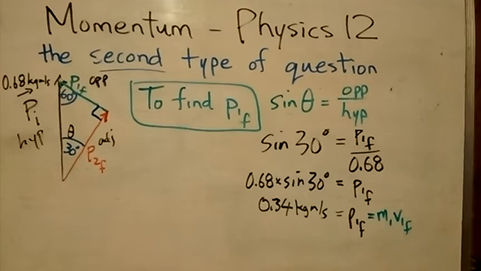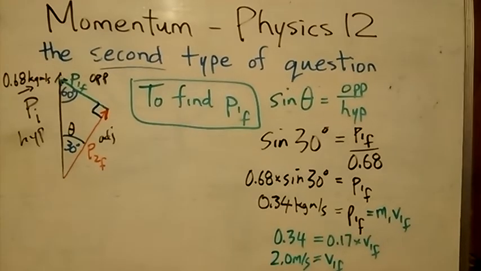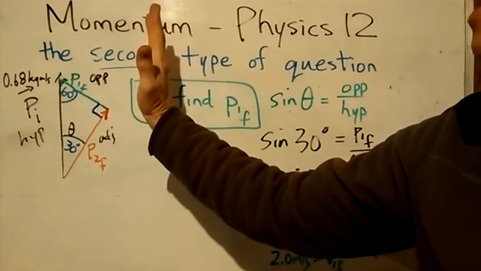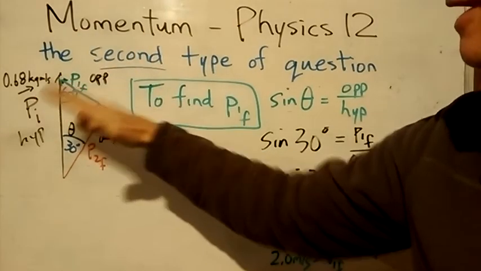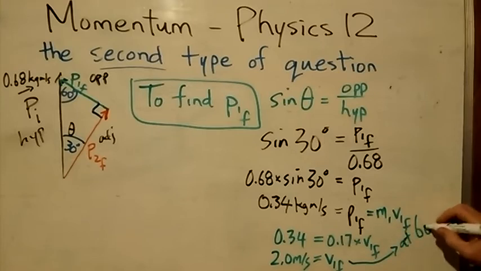So I'll just do a little bit of algebra right now. And just working it through, 0.34 is equal to 0.17, which is M1, times V1 final. So V1 final is just 0.34 divided by 0.17. Speed for ball M1 of 2 meters per second. And remember, that is at 60 degrees west of north. So this guy right here is at 60 degrees west of north.